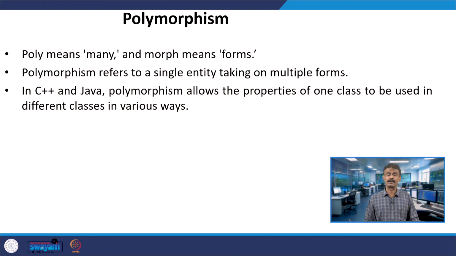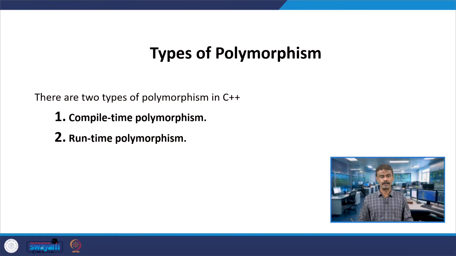In C++ and Java object oriented programming, we just studied inheritance. Suppose you use the same function name in the base class as well as the derived class, or super class as well as subclass. Which one will be called? That we are going to see. In that case we divide this into compile time polymorphism and runtime polymorphism.